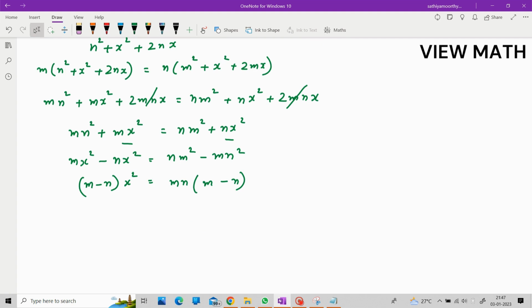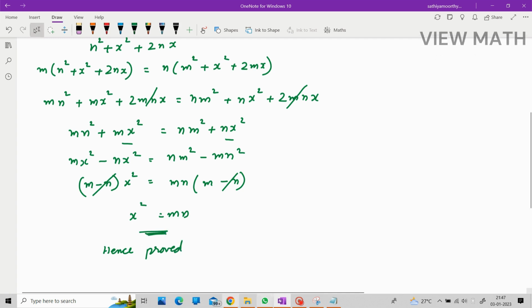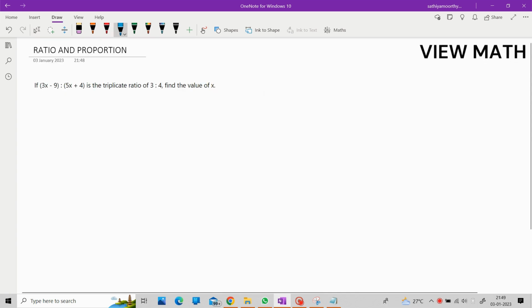So I can see m minus n is common on both sides. So I can cancel m minus n. So I'll be getting x square is equal to mn. So hence proved. This only they are asking us to prove. So we have proved x square is equal to mn. Now let's see the next problem.